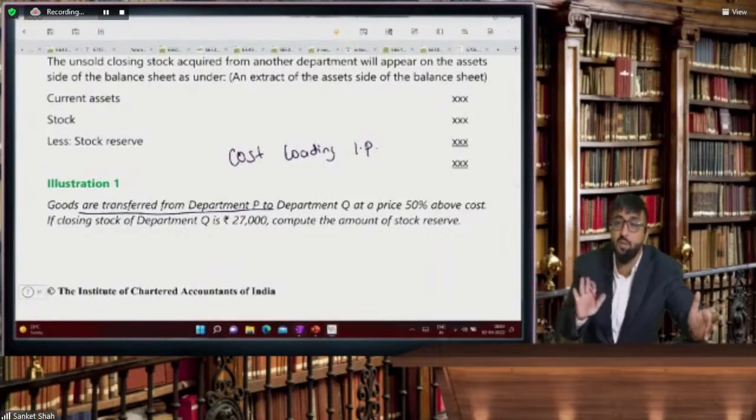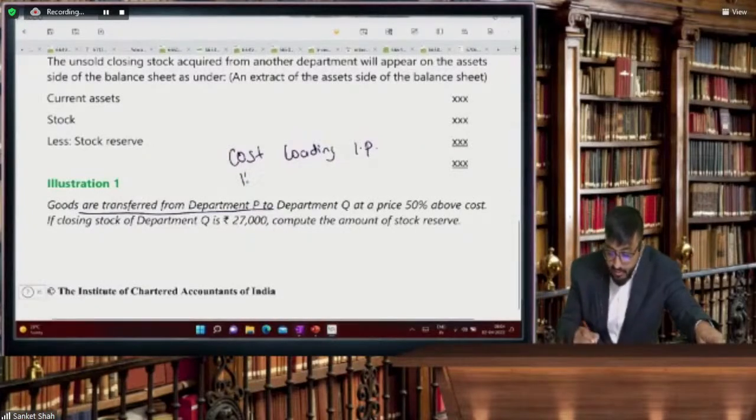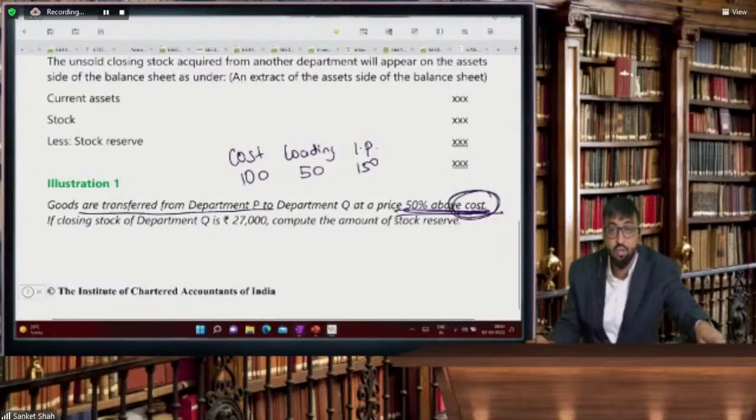What is the difference between profit and loading? Profit is actual profit when you sell it to outsiders. Loading is unrealized profit when you sell it to your consignee or your department. It is called as loading. So there is a difference between loading and profit. Okay beta? Yes. Cost is 100. Profit is 50 because it's 50% above cost. So cost is 100.